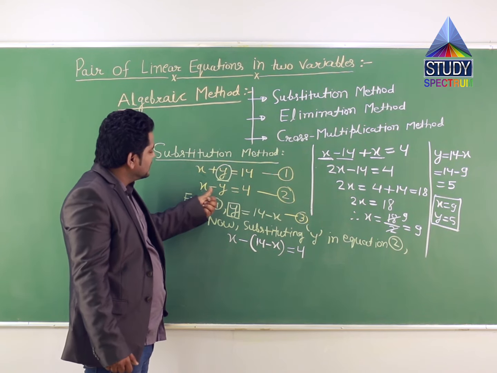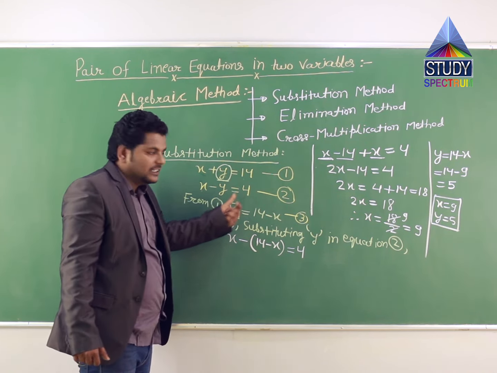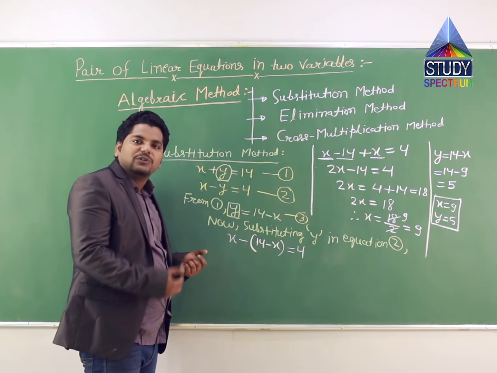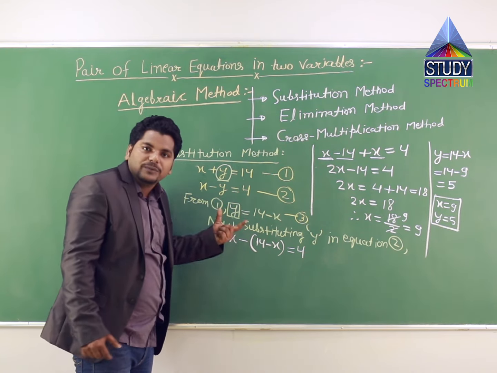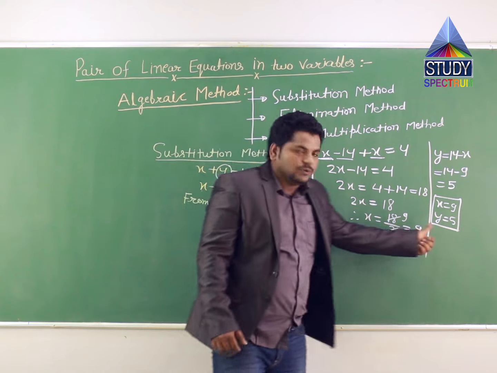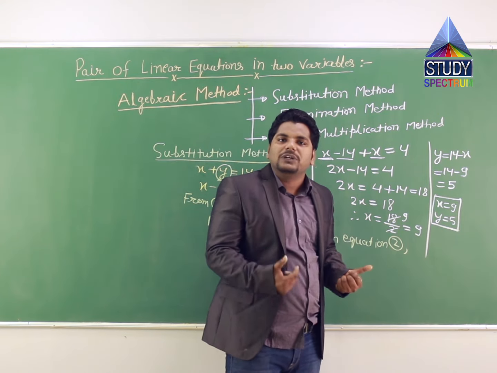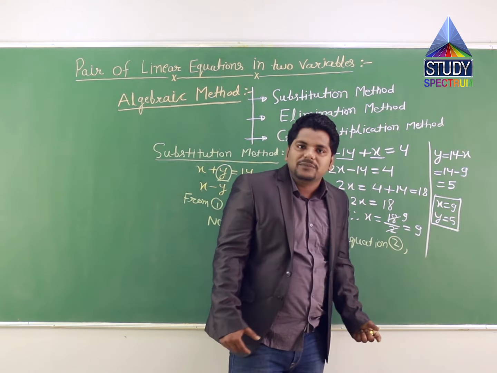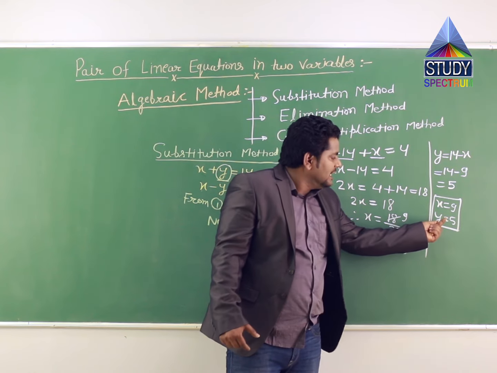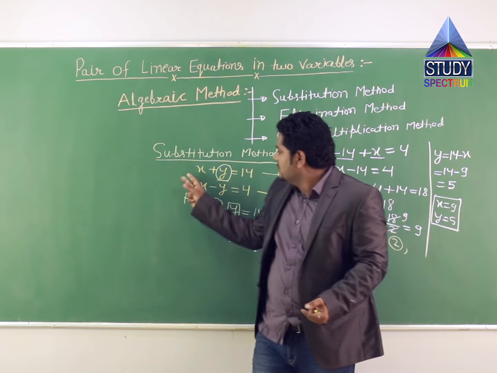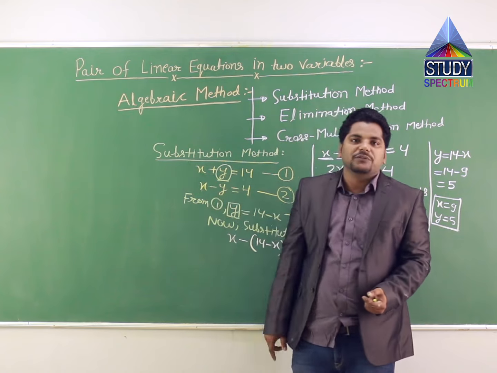Now check for equation 2. x is 9 and y is 5. So 9 minus 5 is 4. It means x equal to 9 and y equal to 5 is satisfying equation 2 also. So this is the solution, and we conclude that we have done right, because x equal to 9 and y equal to 5 satisfy both of the linear equations.